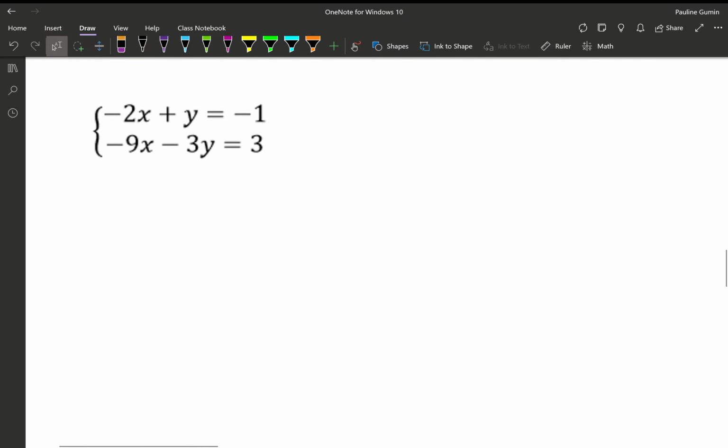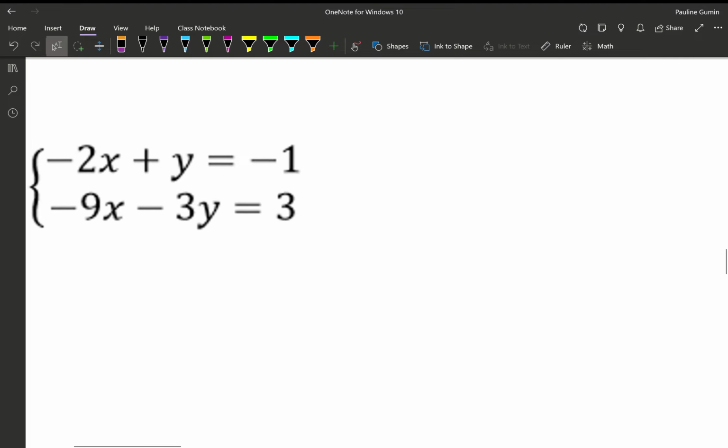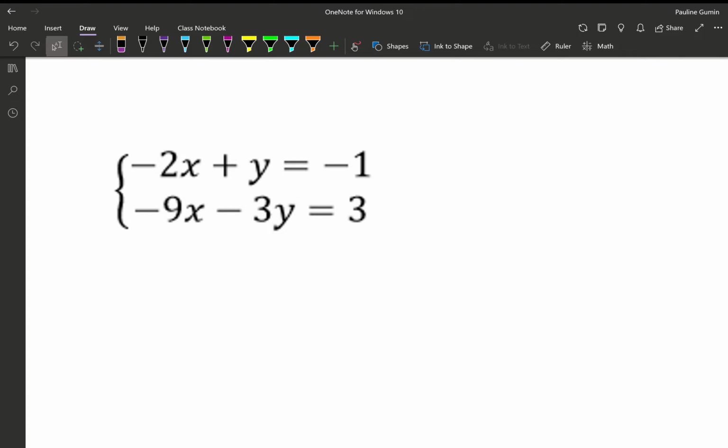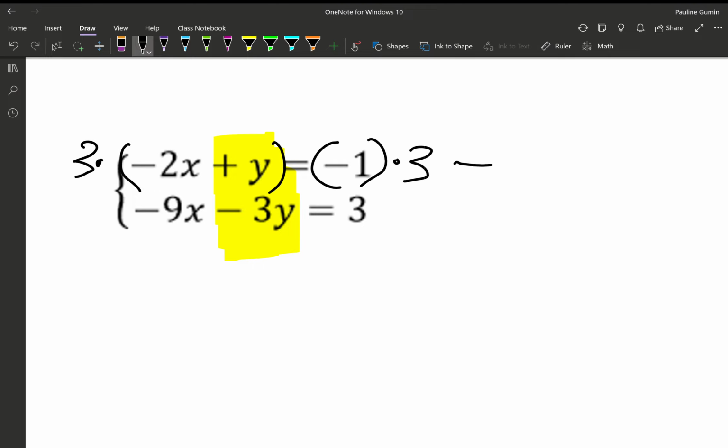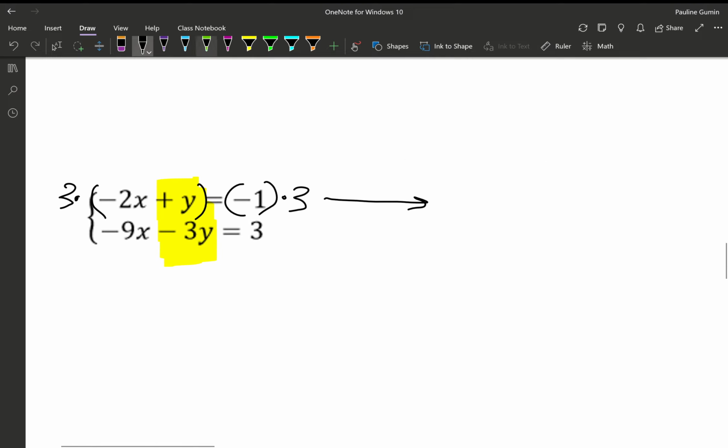All right, next problem. Got 2 more that I want to do with you. Okay, so this time, do you see any opposites? Once again, the answer is no. The x's have the same symbol, so let's leave that alone. The y's have one positive, one negative. So I think we can turn that top equation into a positive 3y to get rid of the y's by multiplying everything on top by a 3. All right, let's do it.